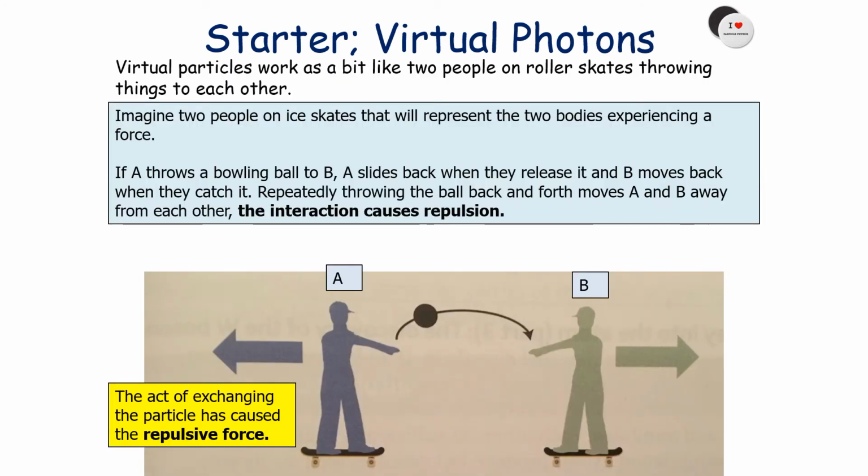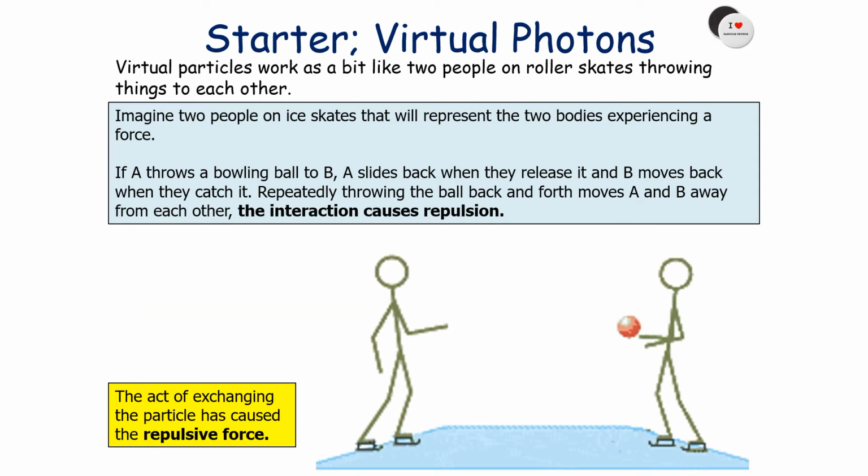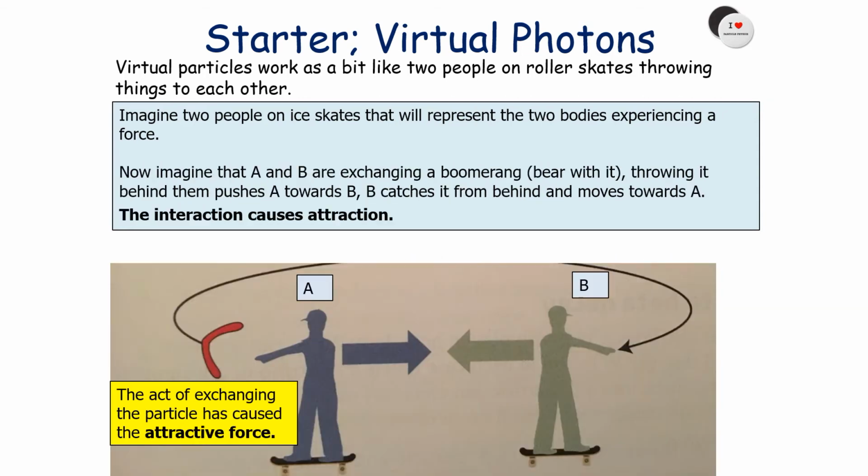So virtual particles work a bit like two people on roller skates throwing things to each other. If person A throws a bowling ball to person B, A slides back when they release it and B moves back when they catch it. So repeatedly throwing the ball backwards and forwards between A and B causes repulsion between the two. So this is the act of exchanging an exchange particle producing a repulsive force or interaction. And again, remember that energy and momentum are being exchanged between the two bodies. As you can see here, that is acting to produce a repulsive force.